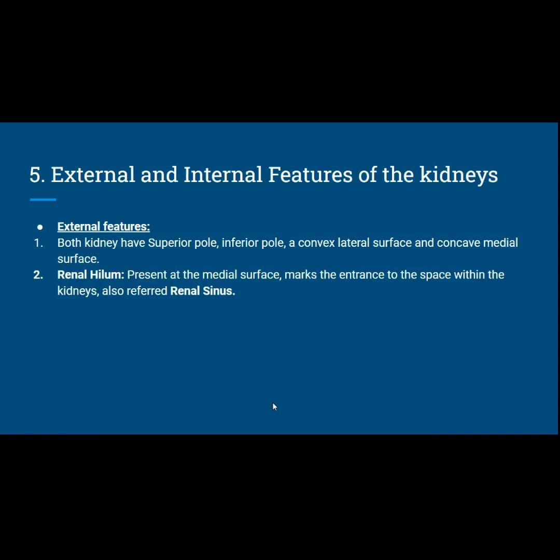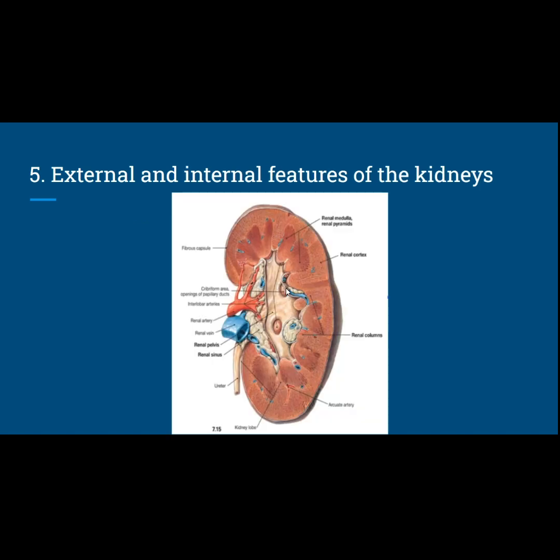So now we're going to focus on the external and internal features of both kidneys. So let's focus on the external feature. Both kidneys have the superior pole, inferior pole, a convex lateral surface, and the concave medial surface. And on the concave medial surface, you have a renal hilum. So this is present in the medial surface, and it marks the entrance to the space within the kidneys, also referred to as the renal sinus. So this is the external feature.